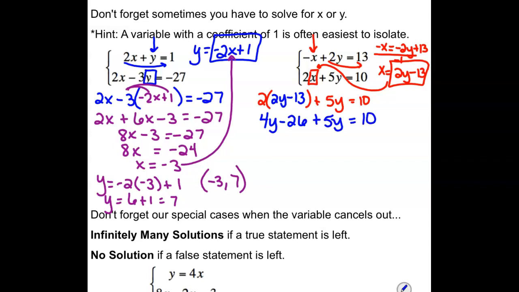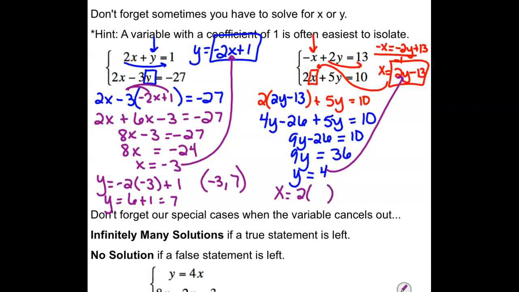Combining like terms, we have 9y minus 26 equals 10. Adding 26 to the other side, we have 9y equals 36, and when we divide out the 9, we get y is 4. And then once again, I'm going to substitute that back in to find my x.